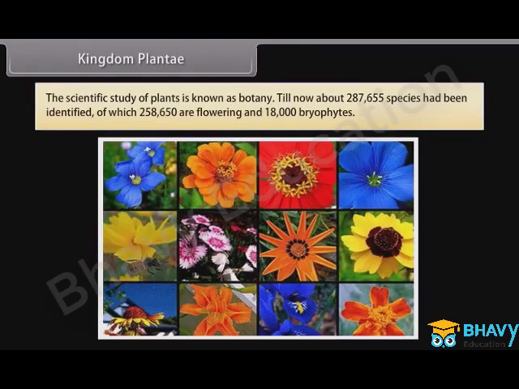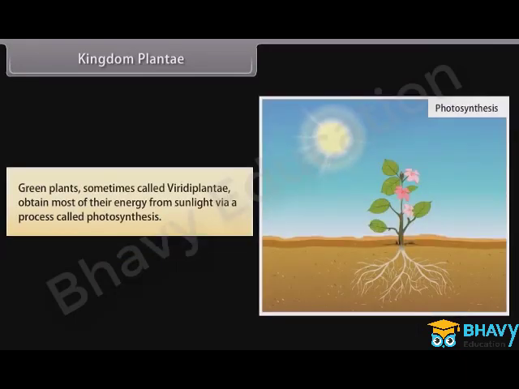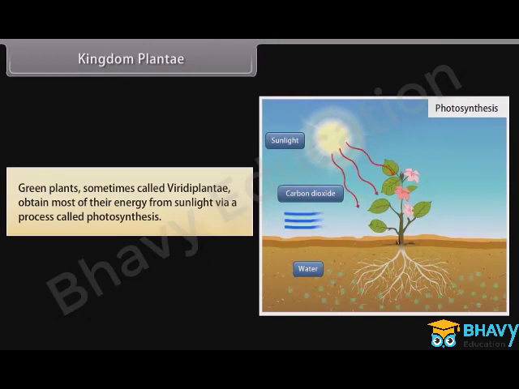The scientific study of plants is known as botany. Till now, about 2,87,655 species have been identified, of which 2,58,650 are flowering and 18,000 are bryophytes. Green plants, sometimes called Viridiplantae, obtain most of their energy from sunlight via a process called photosynthesis.